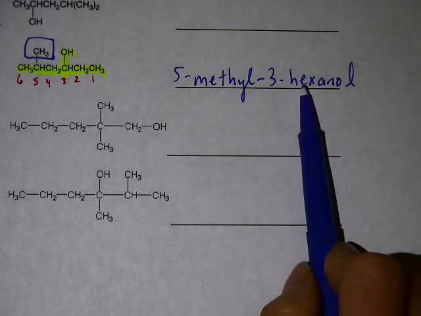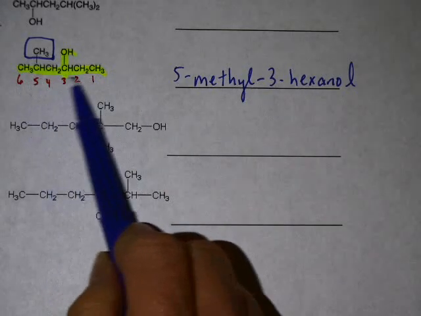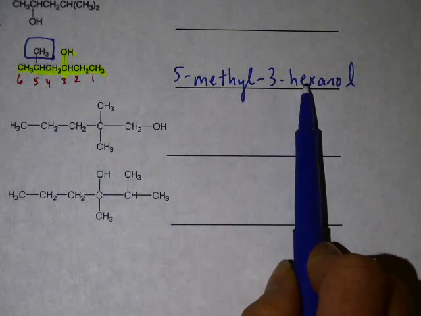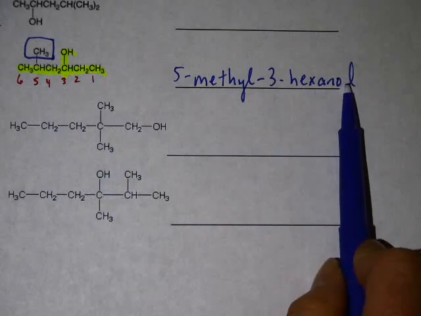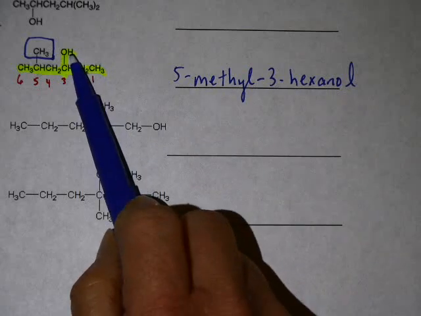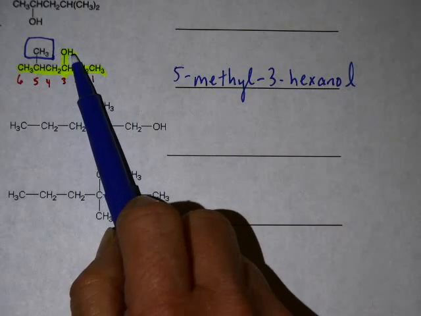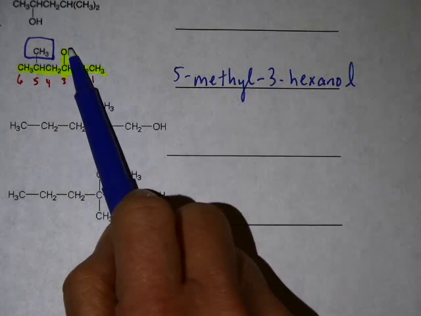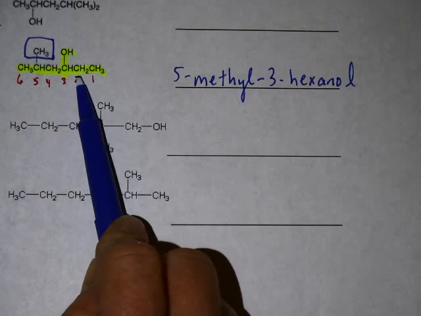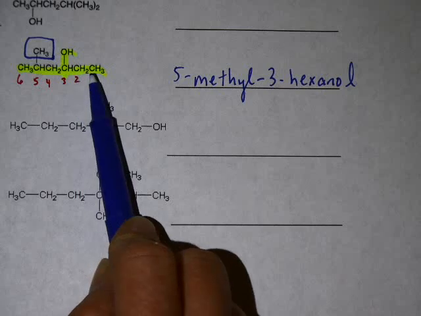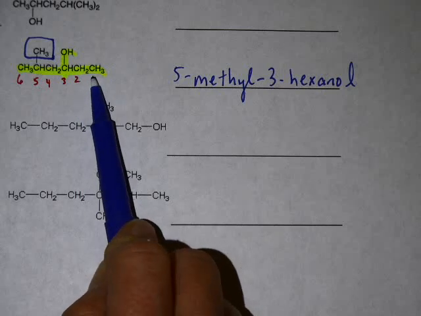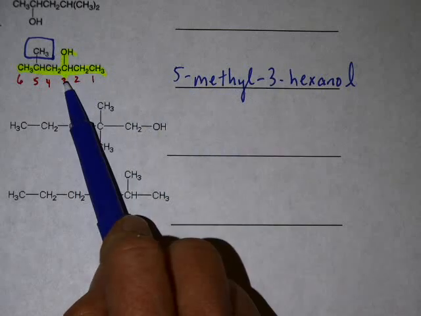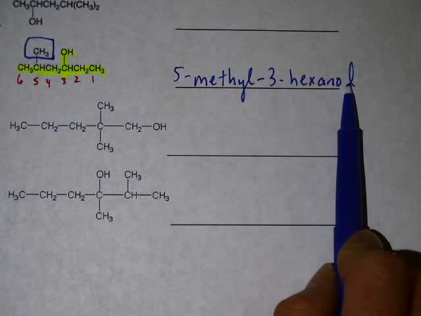Hex tells us that there are 6 carbons in the longest chain, 6 carbons in the parent chain. OL tells us that the functional group is alcohol. This is the alcohol functional group. 3 tells us where that OH is. If it had been here, we would have said 2-hexanol. If it had been here, we would have said 1-hexanol. But the OH is on carbon 3, so 3-hexanol.